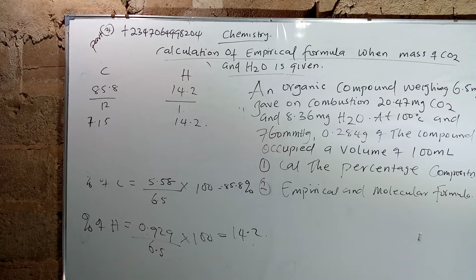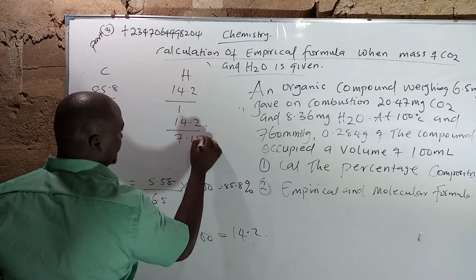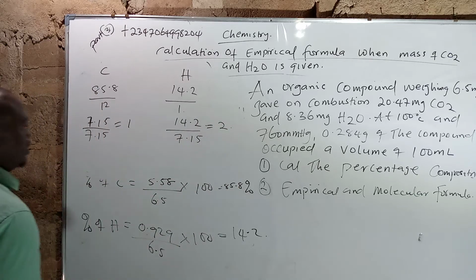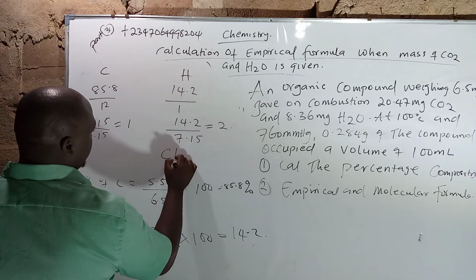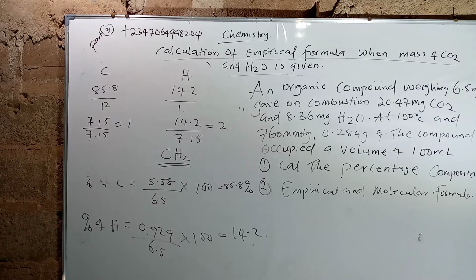So you can see that we have to divide by the one that has the smallest mole ratio, and that is divide by 7.15, divide by 7.15. So this should give you 1, and this place should give you 2. And so the empirical formula is CH2, and that is the empirical formula. Now let's proceed to calculate the molecular formula. And of course, from the molecular formula, let me clean this.